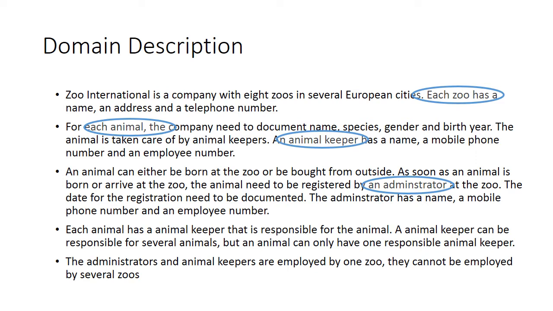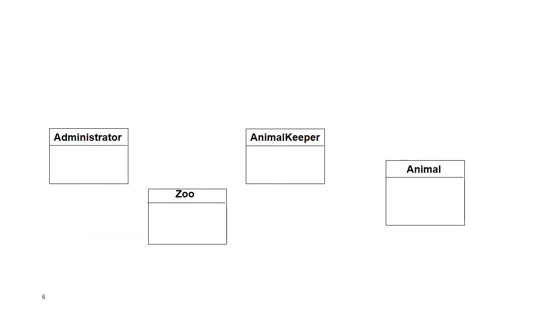The first thing you do when you create a conceptual model based on a domain description is to identify the major concepts, the major nouns. We can start with these 3 concepts: the zoo, the animal keeper, and the administrator. And we create classes of these 3 concepts.